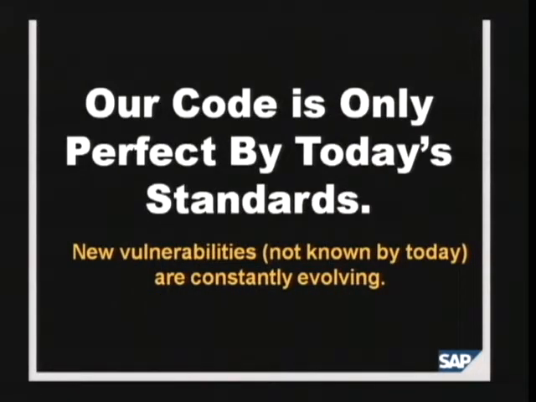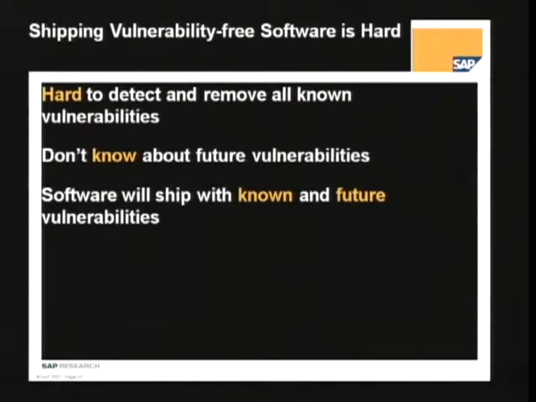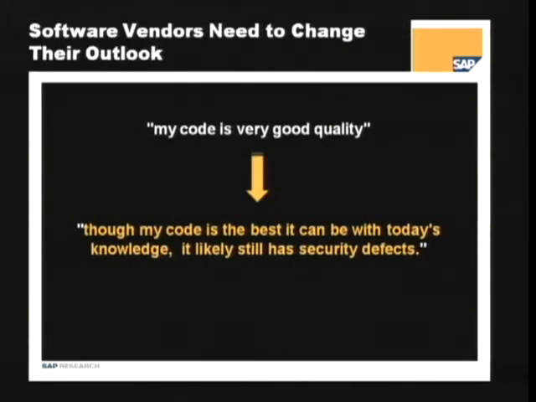So what we can say is our code is only perfect by today's standards. But new vulnerabilities are constantly evolving, right? So the fact is, shipping vulnerability-free software is hard because it is hard to detect and remove known vulnerabilities, and we don't know about future vulnerabilities. And we have to accept the fact that software will always ship with known and future vulnerabilities. So the argument is the following.